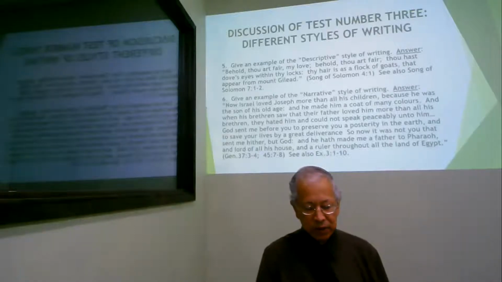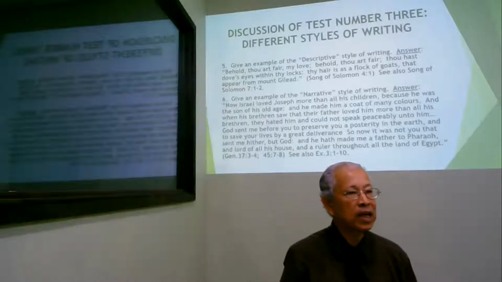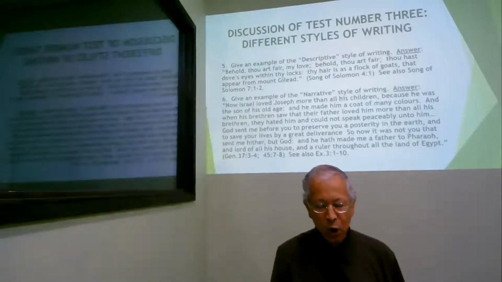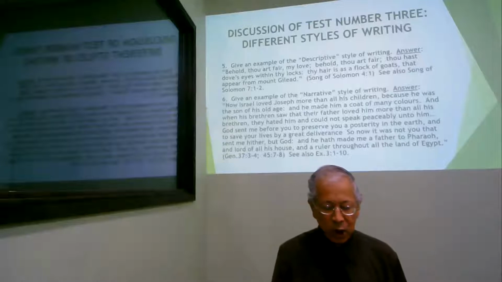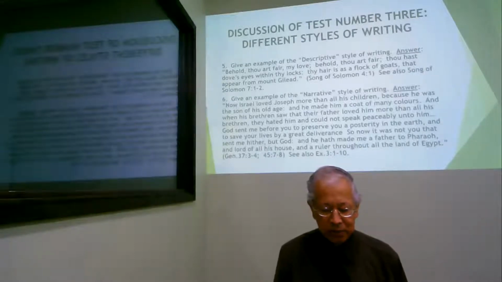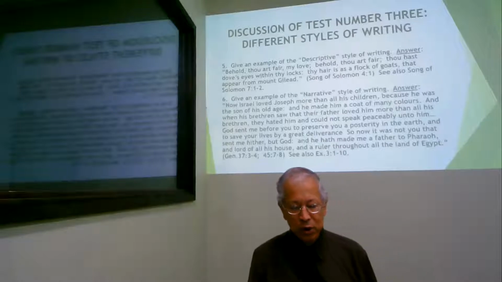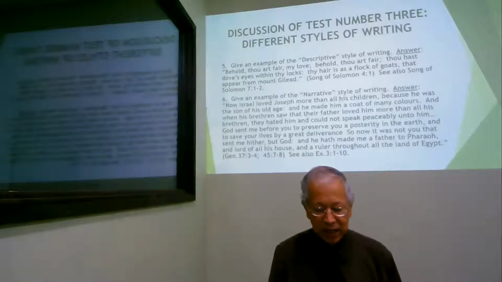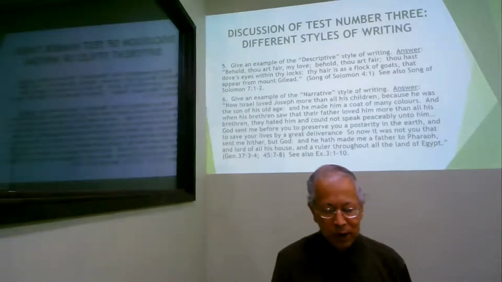Number 6, give an example of the narrative or the storytelling style of writing. Well, here is one narrative in the book of Genesis. "Now Israel loved Joseph more than all his children, because he was the son of his old age. And he made him a coat of many colors. And when his brethren saw that their father loved him more than all his brethren, they hated him and could not speak peaceably unto him."